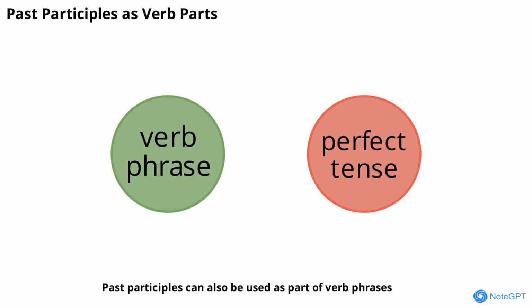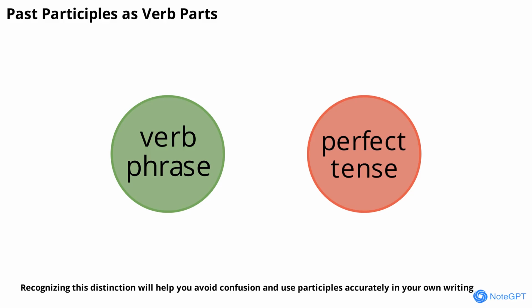Past participles can also be used as part of verb phrases, especially in perfect tenses and passive voice. For example, in he has not returned yet, returned is part of the verb phrase, has returned. Here, the participle doesn't describe a noun. It helps express an action or state. This is a key difference from when participles are used as adjectives. Recognizing this distinction will help you avoid confusion and use participles accurately in your own writing.